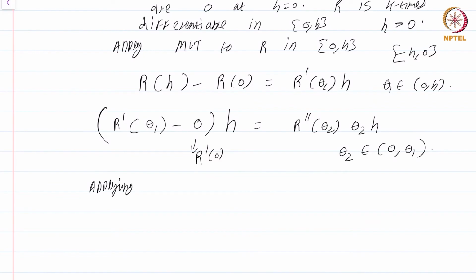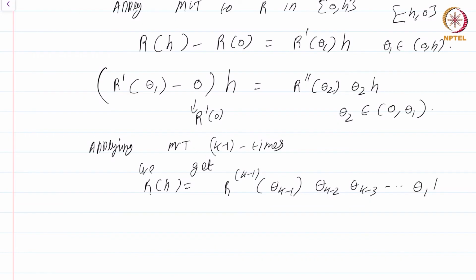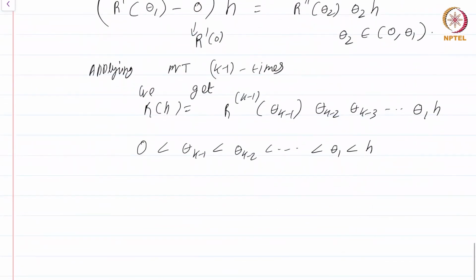Okay, so applying the mean value theorem k minus 1 times, we get r of h is equal to r^(k-1) of theta k minus 1 times theta k minus 2, theta k minus 3, ..., theta 1 times h, where we have 0 less than theta k minus 1 less than theta k minus 2 less than ... less than theta 1 less than h. Okay, so this is by repeatedly applying the mean value theorem.